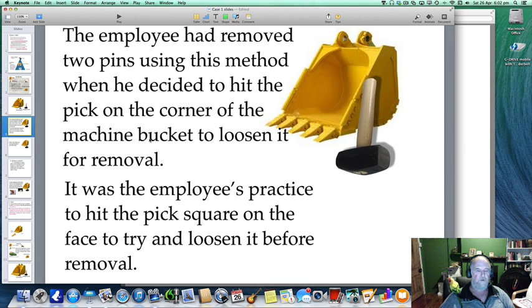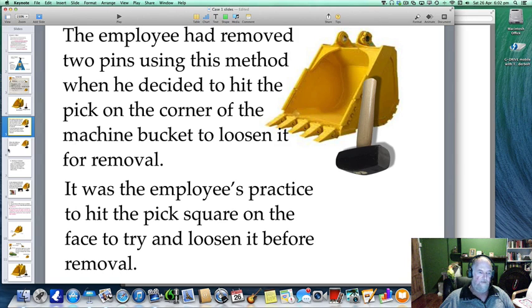So the employee had removed two pins using the chicken bar method, right? Then he decided to hit the pick on the corner of the machine bucket to loosen it for removal. The idea is, they get stuck in, so I'll give it a bit of a whack, and that'll get rid of any rust or stuff that's going to be problematic. It was his practice to hit the pick square on the face to try and loosen it before removal. So he goes ahead and does it, and he's probably done it 50 times before.